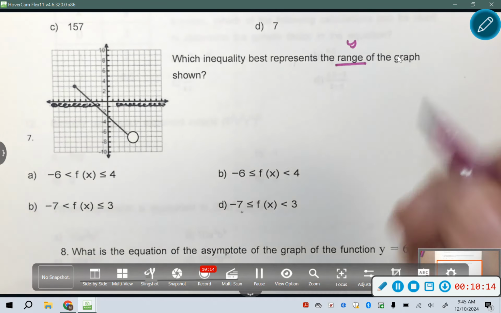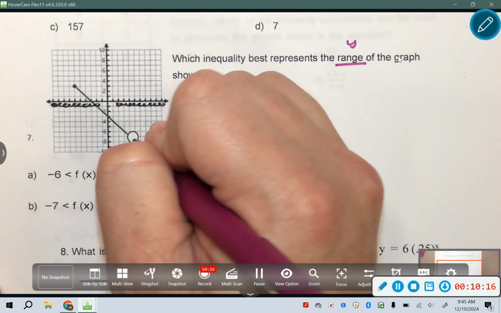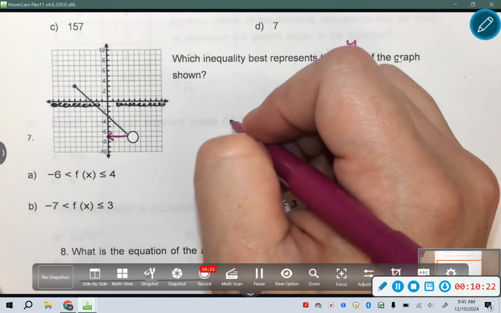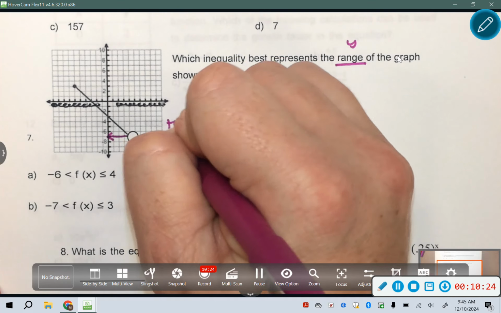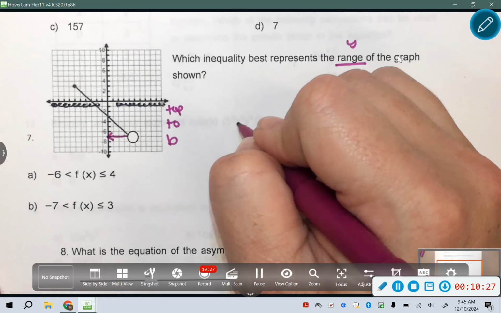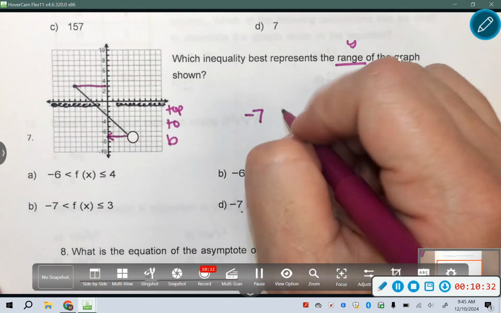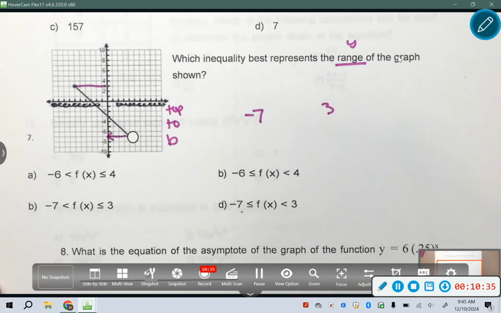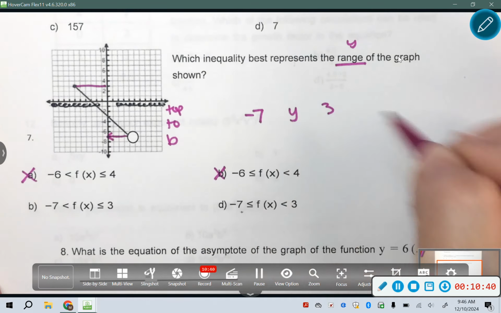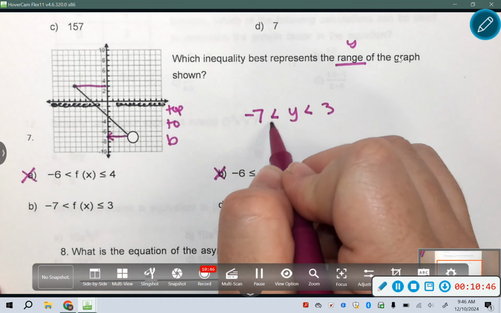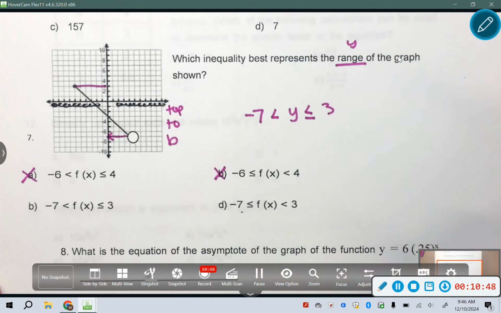Okay, so knowing that, I know that the lowest this goes is here. It's kind of hard to tell with this big old dot. Okay, so my lowest, remember we go bottom to top. So my bottom is -7 and my top is 3. So I know that A and B are not my answers. Okay, I know we're talking about y or f of x, and I know we always use less than. Now at -7, I have an open dot, so it's not equal to. But at 3, I have a closed dot, so it's equal to. So my answer is B.